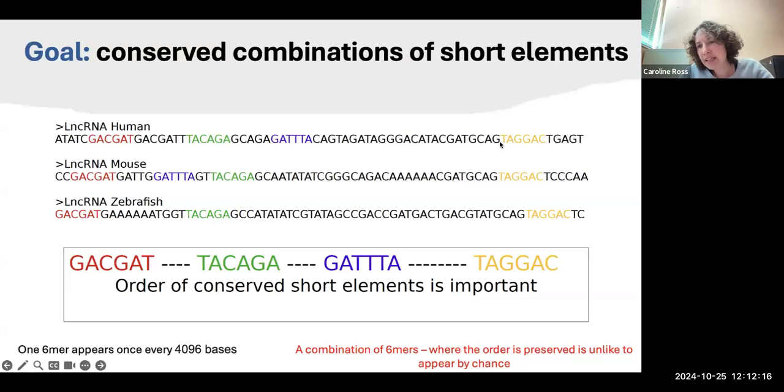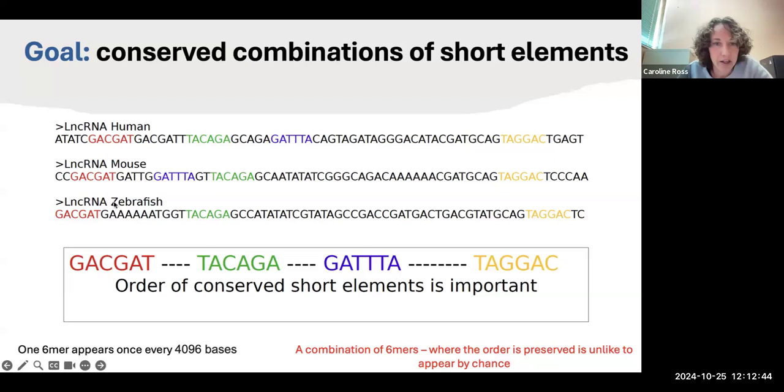And so this would allow any distance of random nucleotides to be in between them, as long as we actually get this conserved combination. And this is the whole point of LncLOOM: by using this approach to search for a combination where the order is preserved, we can detect something that's more likely to give some functional representation and less likely to occur by random chance.